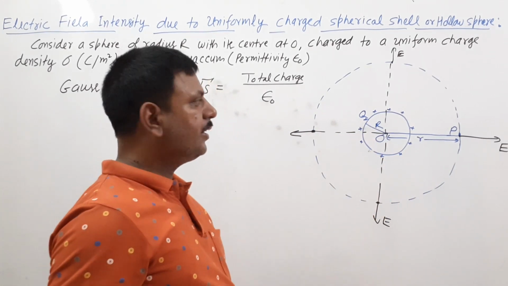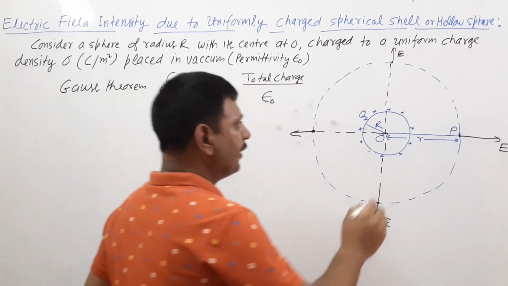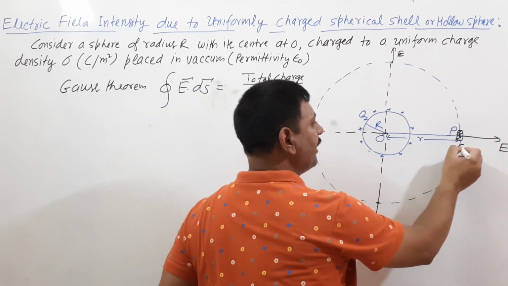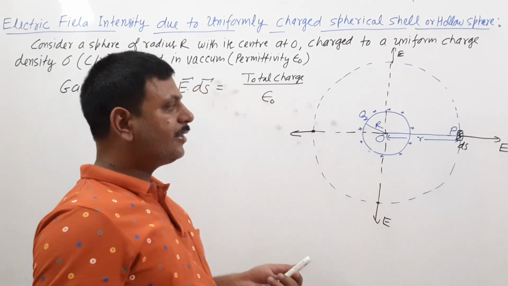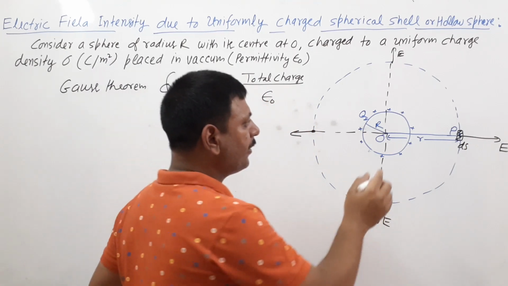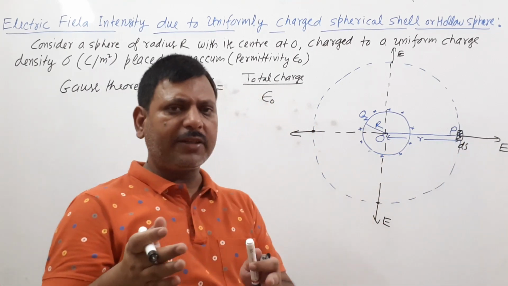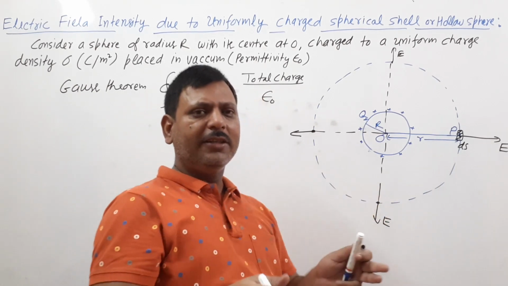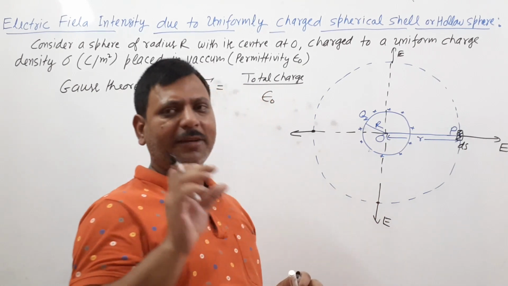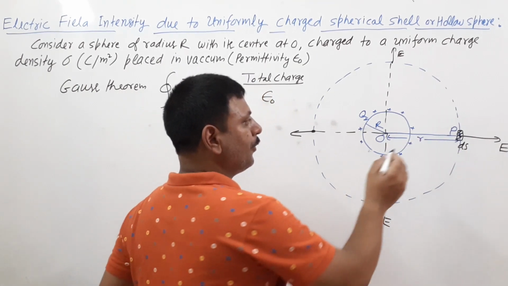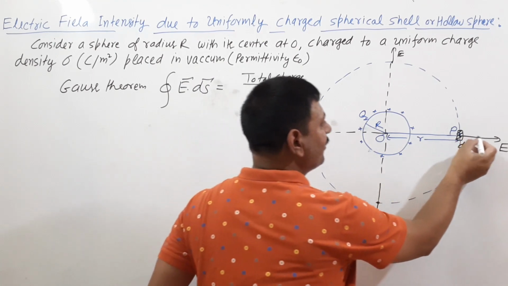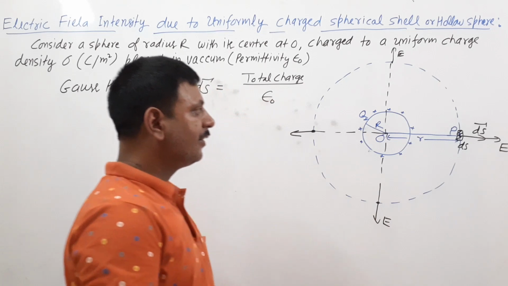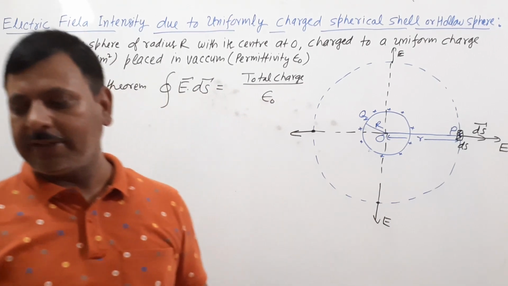And what about the ds? If we consider any surface element, I have considered ds. For the ds surface, we know the area vector's direction is perpendicular to the surface, and its magnitude is the area of that element. So the perpendicular of this ds will be this. This will be the direction of ds. It can be shown by this method.